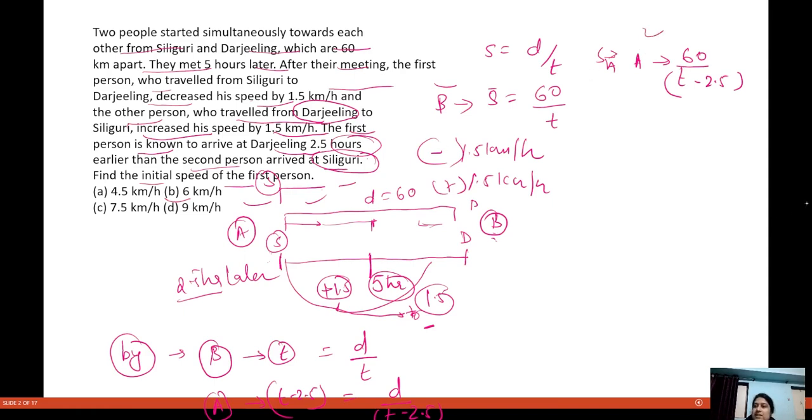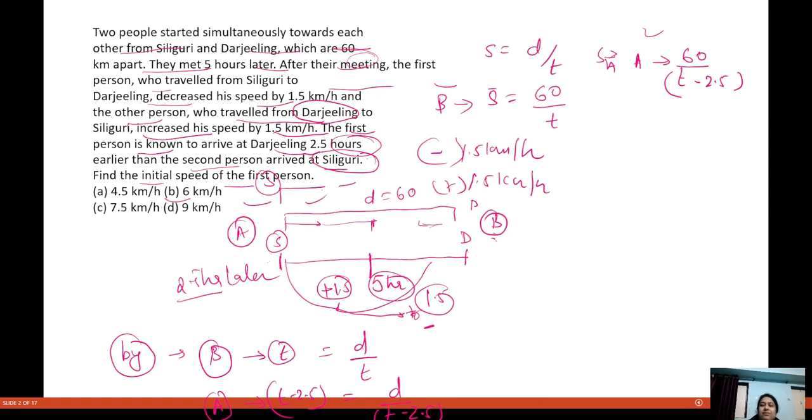Now let us see what else information is given here. The information that is given here is that they both are traveling for 5 hours and they are meeting here.